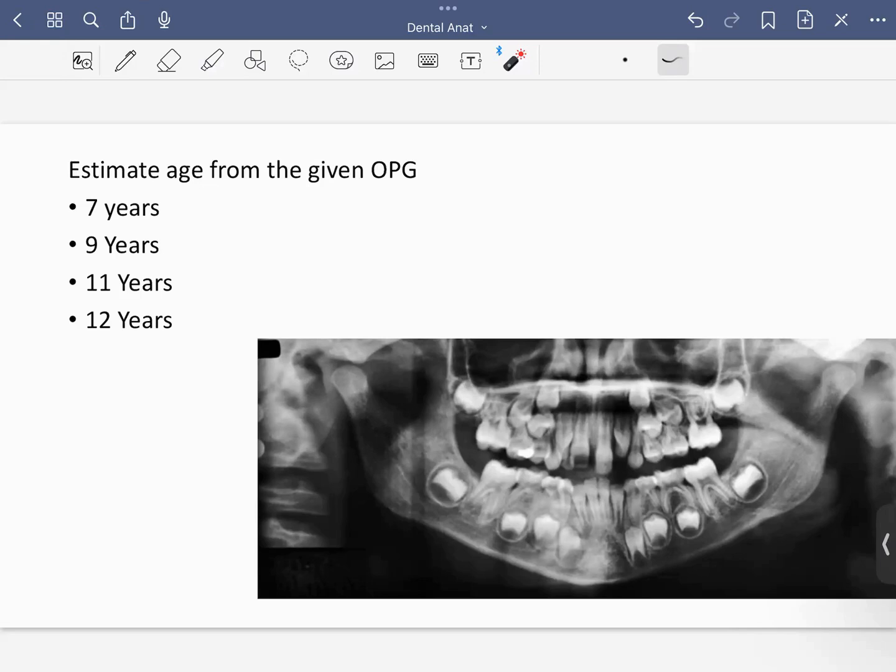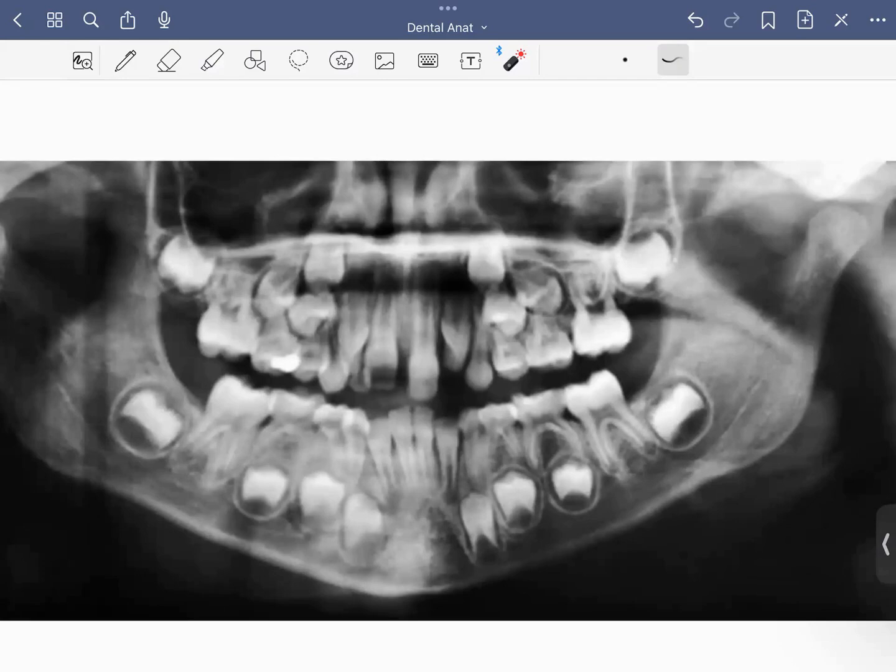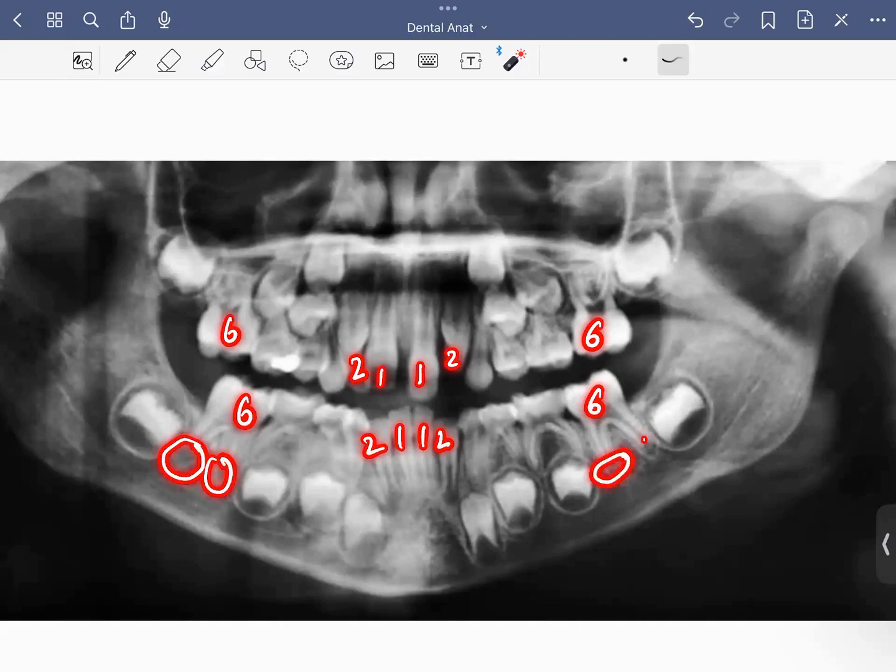What will be the answer? So, what are we seeing here? The permanent laterals have erupted. 1, 2, 1, 2. This 2 has yet to start erupting. Okay, 6 has erupted. But the root completion of the first permanent molars has not yet taken place.